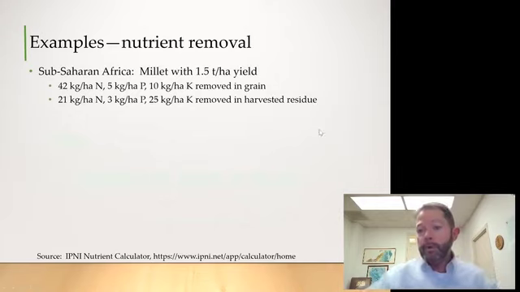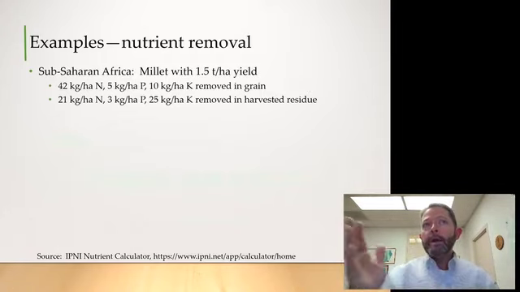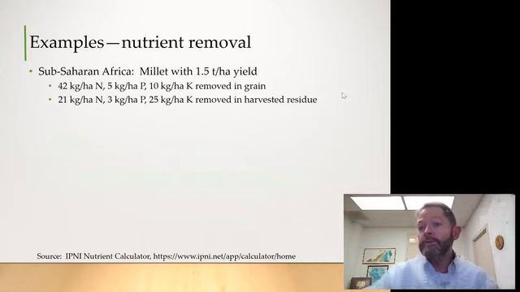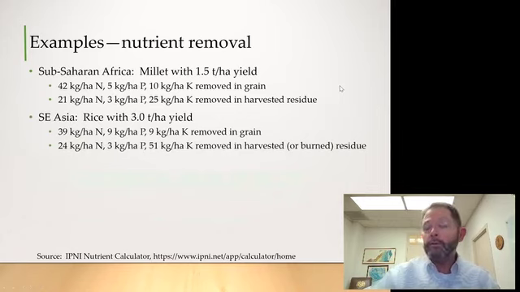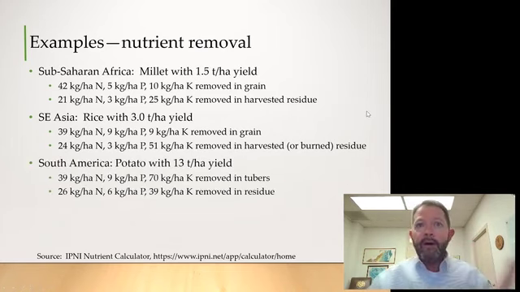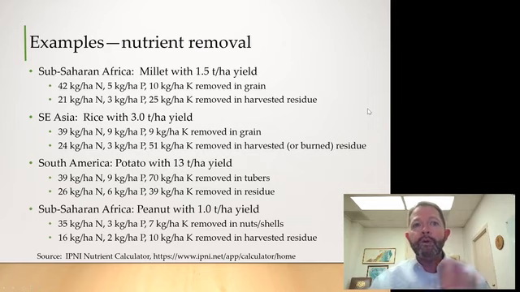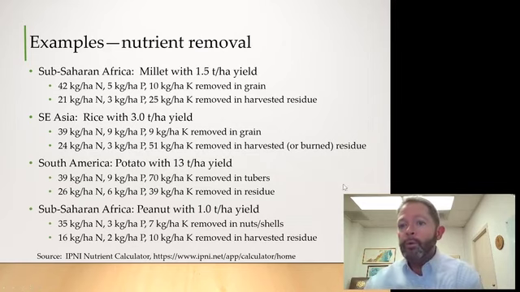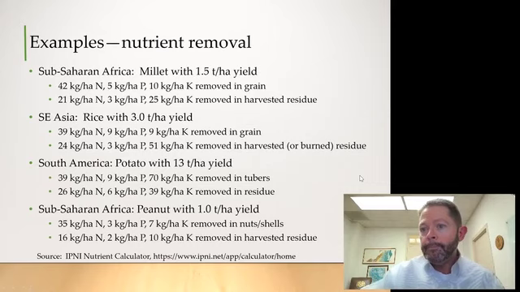In sub-Saharan Africa, millet with a 1.5 ton per hectare yield will remove 42 kilograms of nitrogen in the grain and 21 kilograms of nitrogen in harvested residue. These are not high yields. 1.5 tons per hectare is not a particularly high millet yield, of course. In Southeast Asia, a 3-ton rice crop will remove this much in grain and this much in residue that is either harvested or burned. In South America, this is an example for potatoes, and another sub-Saharan African example with peanuts with 1 ton per hectare.